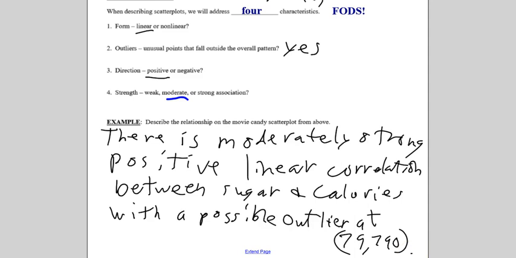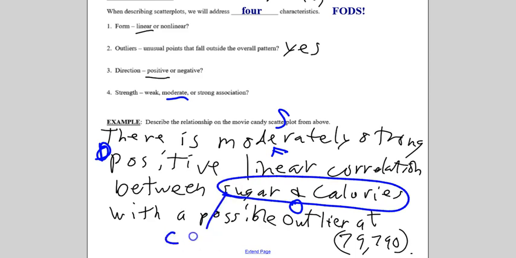Now you don't have to put this part, but if we look at FODS, linear satisfies our F, positive satisfies our D, sorry, that's our D. The outlier down here gives us our O, and then our strength is right here. The only thing you want to add, though, is here, you want to use context. So you want to talk about what you're describing.